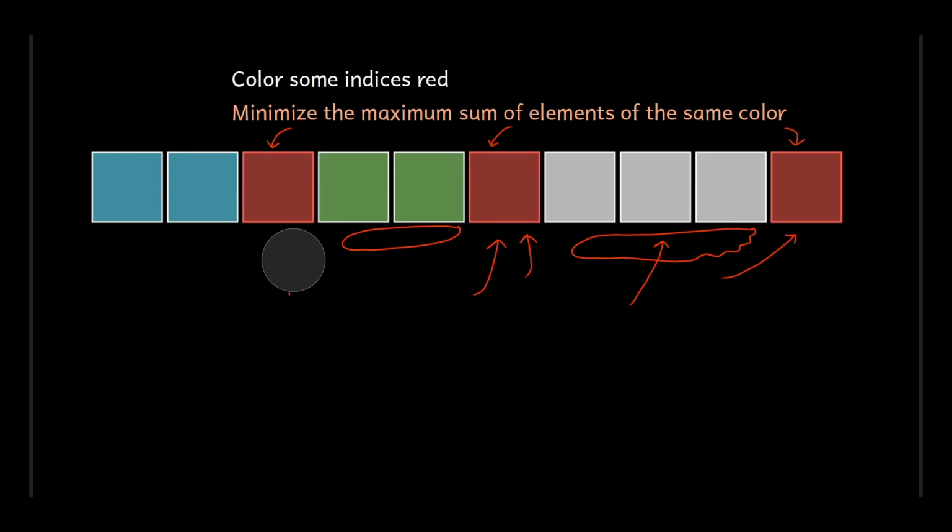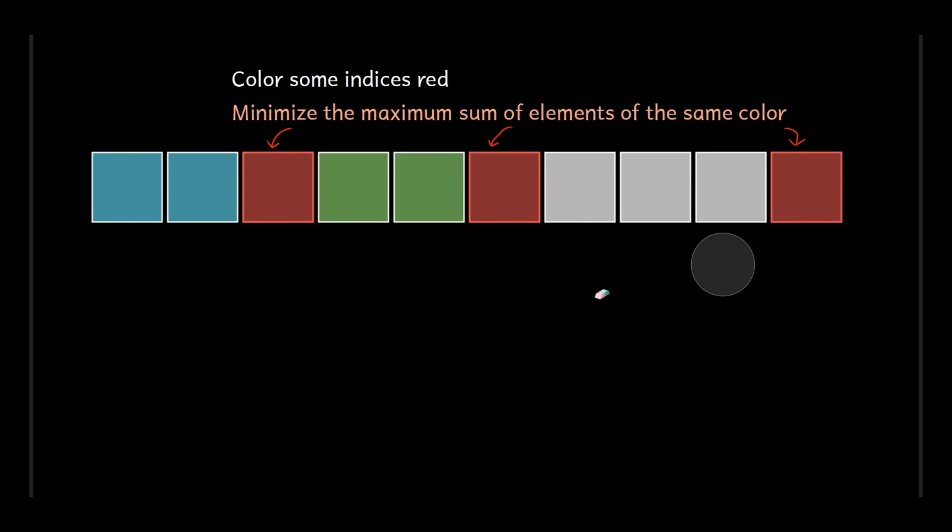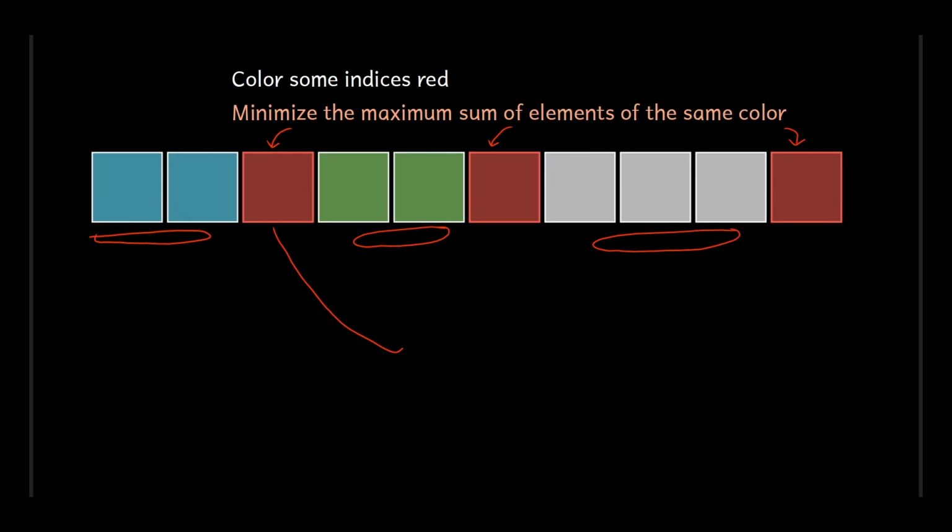Now you have to compute the sum of elements of the same color. So you compute the total sum of this segment, the total sum of this segment, and the total sum of this segment, because they are of the same color. Another thing you have to compute is the sum of the barriers, because barriers are also of the same color, which is red.